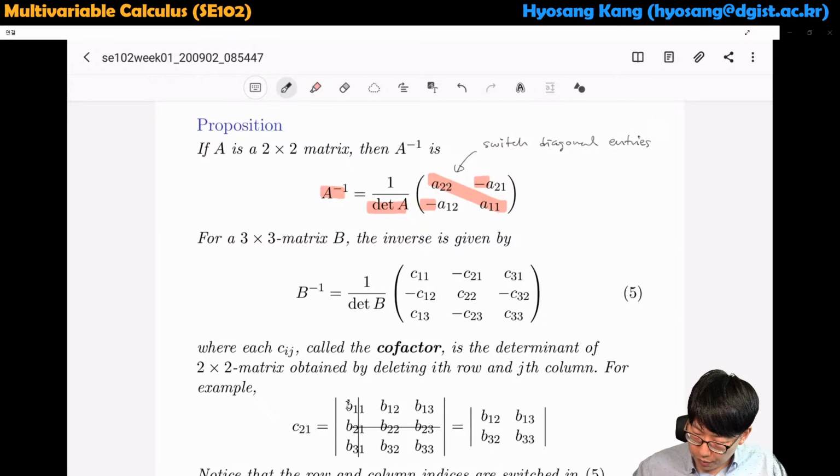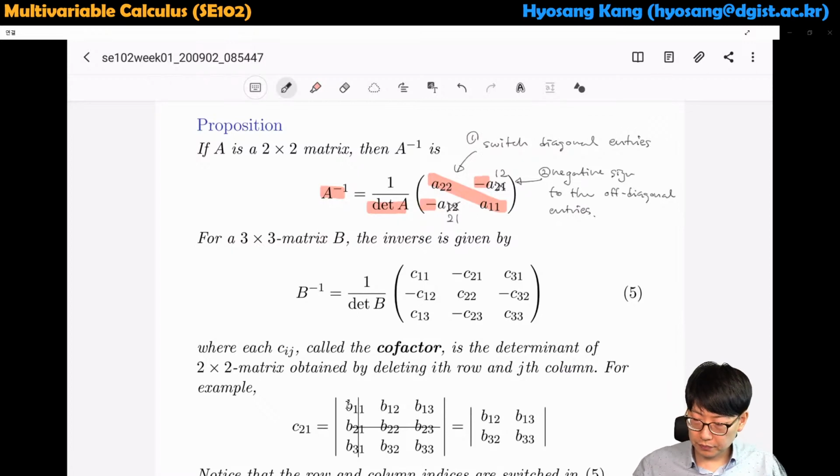I'm sorry, there's a typo. You shouldn't change this. So here is 2-1. This is 1-2. It's a serious typo. And then, so this is the first step to get the inverse, and the second step is to take the negative sign to the off-diagonal entry.